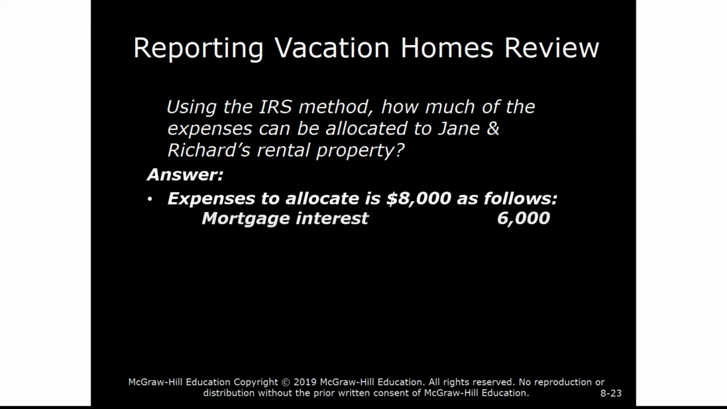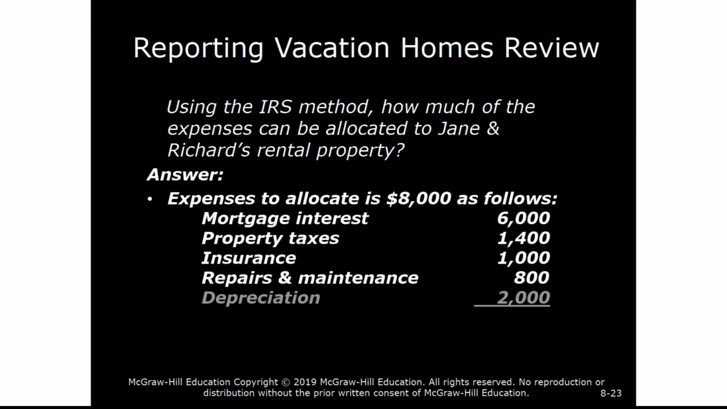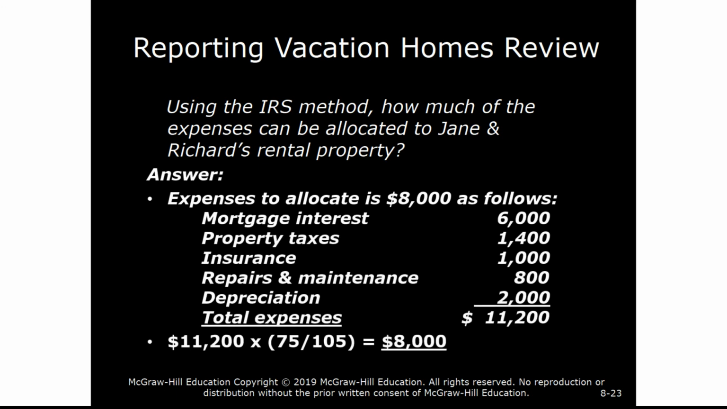So here's an allocation using the IRS method, where we just take the amount of the expenses. In this case, since we're using the same method for every expense, we can just take the total expenses and then multiply it by the 75 rental days divided by the total number of days used, both rental and personal, of 105. So when you use the IRS method, you can just add up your total allocated expenses and then multiply by your fraction. You don't need to do it separately for each one.